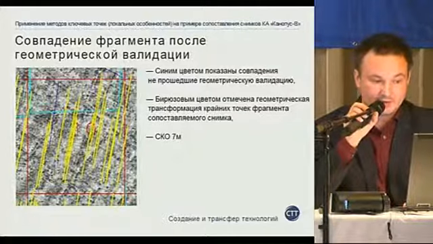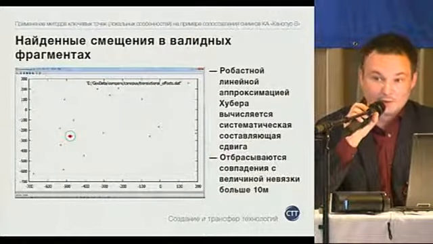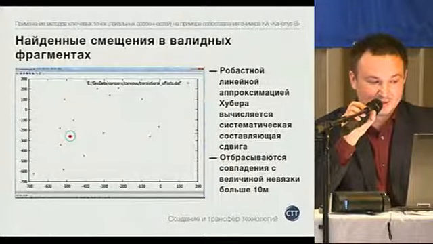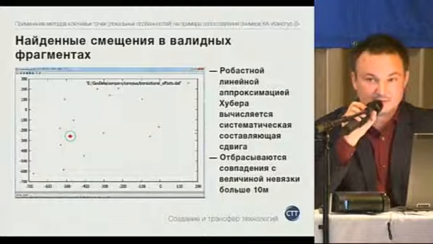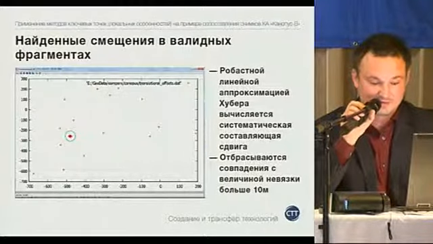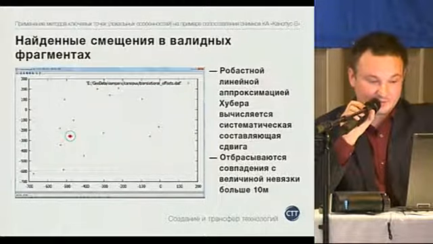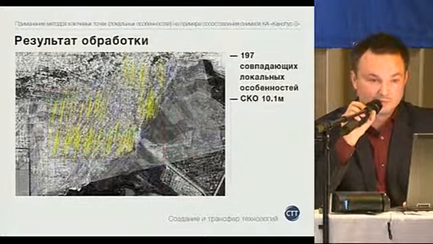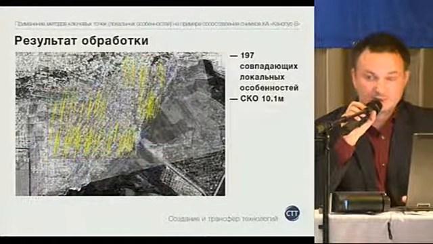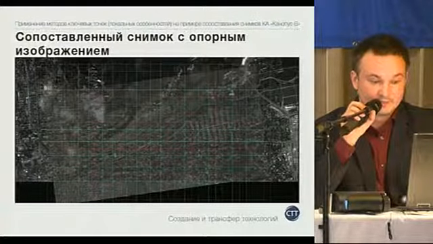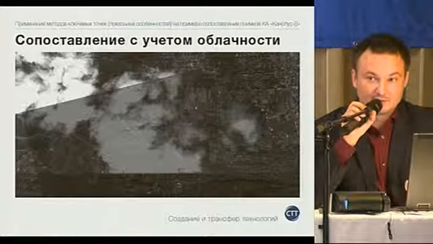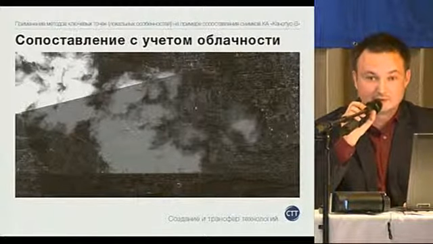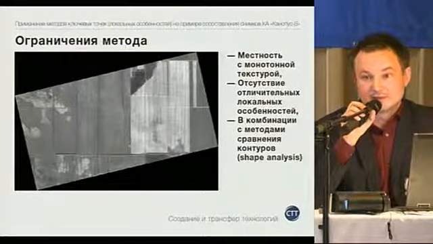Here you can see the found matchings which were geometrically validated within those fragments. After analyzing the multitude of fragments, we have the data about the shifts. Here you can see those shifts as points on the plane. We calculate the systematic component which is encircled there, and that gives us the solution. Others are discarded to get better characteristics. Here you can see the result of matching for the whole multitude of fragments. We used 197 points with the RMS 10 meters. Here we have about 50% cloudiness, but still we found matching.